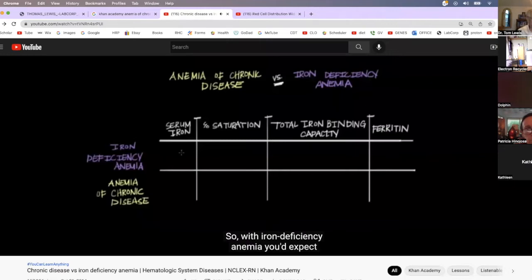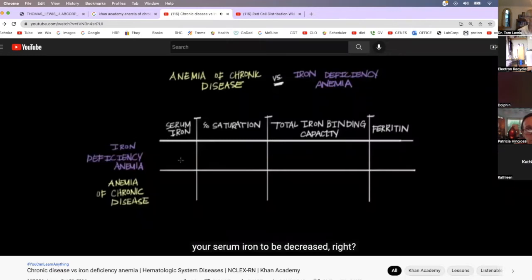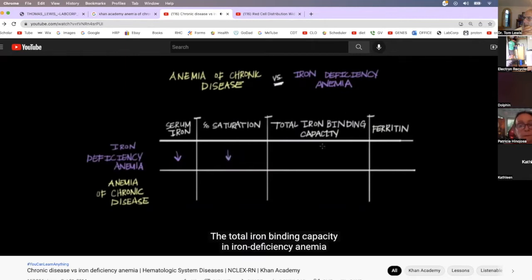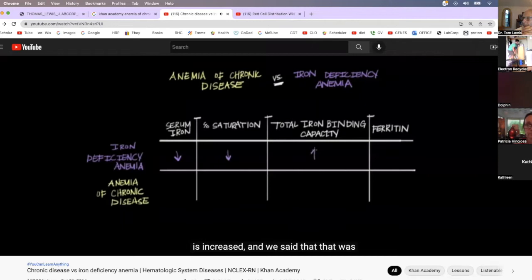So with iron deficiency anemia, you'd expect your serum iron to be decreased, right? Hence the iron deficiency part of it all. The percent saturation, or the percentage of total binding sites on the transferrin molecules that are actually occupied by iron, would also be decreased. The total iron binding capacity in iron deficiency anemia is increased. And we said that that was the body's compensatory mechanism to deal with the deficiency in iron.